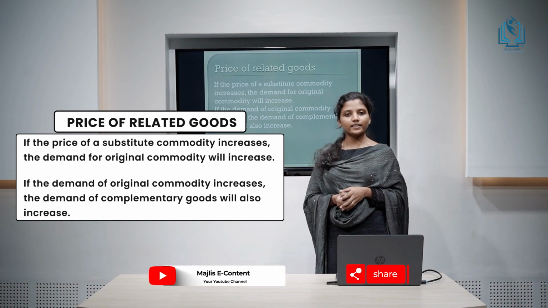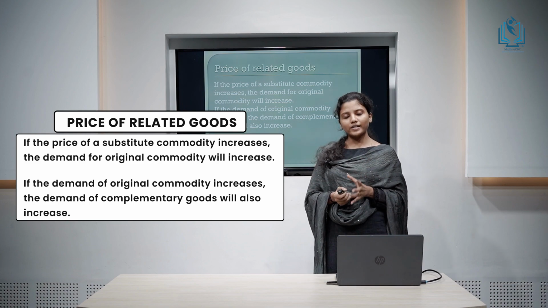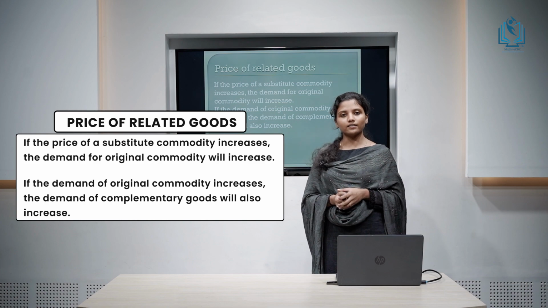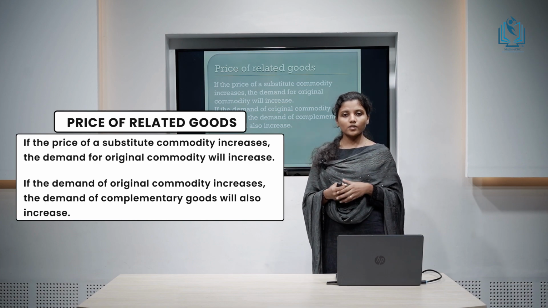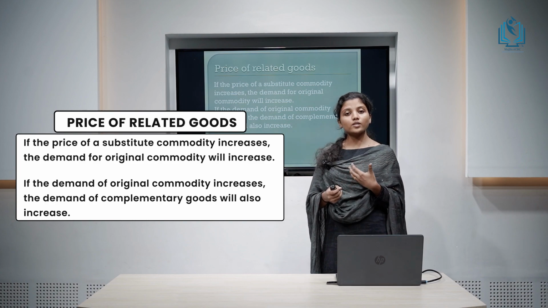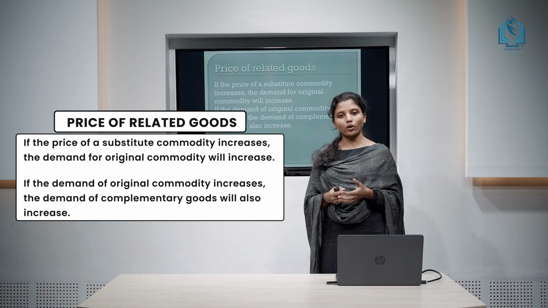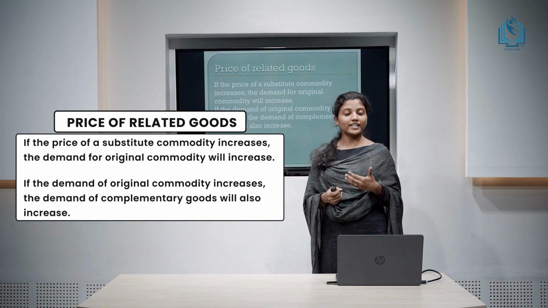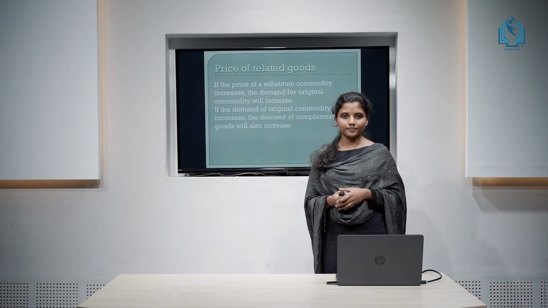And the next category is complementary goods. Complementary goods are those goods which we consume together. The best examples are a camera and its film, and a car and its tire. All these are products that we consume together. So when the complementary goods' price increases, then the original commodity's demand will decrease. And on the other hand, whenever the complementary goods' price decreases, the demand for the original commodity will increase.